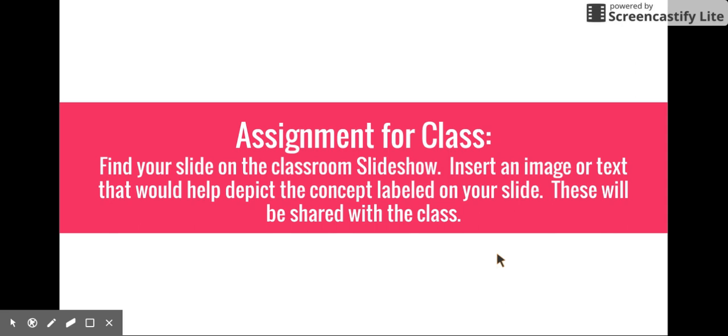There are some at the bottom that ask you to either write a couple sentences to illustrate a conflict or to provide a picture even to illustrate a conflict. So be sure to read your slide and make sure that you're following the directions provided for you. These will be shared with the class, and you might be responsible for explaining or justifying what you chose with the class, so make sure that you can do that as well.